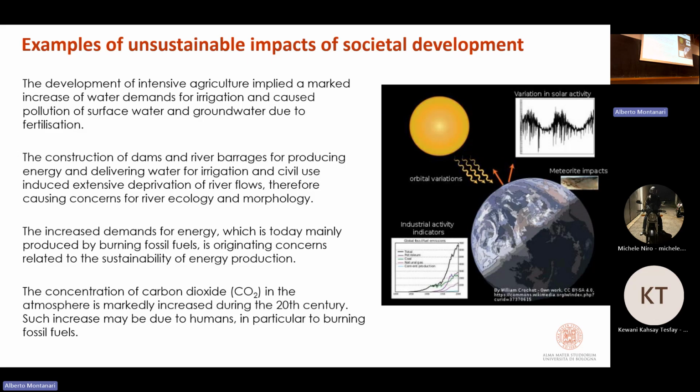So these are some examples of unsustainable impacts of societal developments. We already discussed many of them: CO2 emissions and fossil fuels, construction of hard structures like river dams, river barrages, and also the development of intensive agriculture. These are all developments that are also related to human development, to the progress that we are making towards achieving welfare at the global level. But on the other hand, there is this impact.